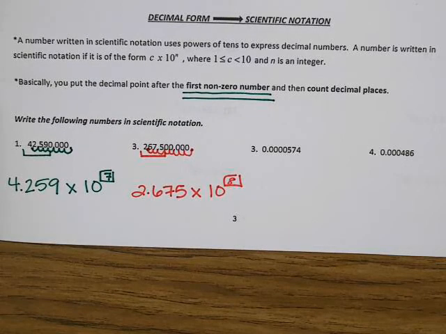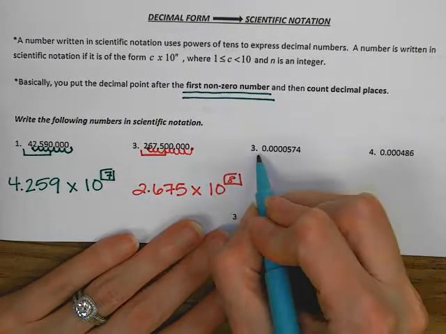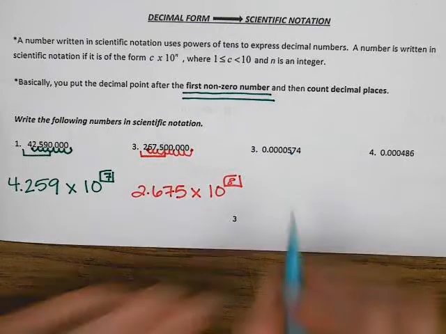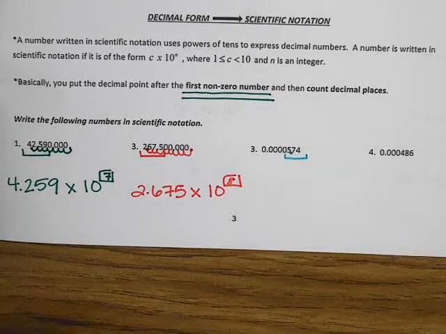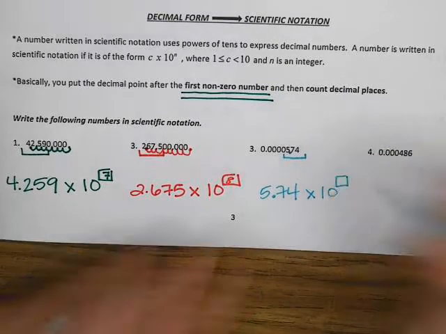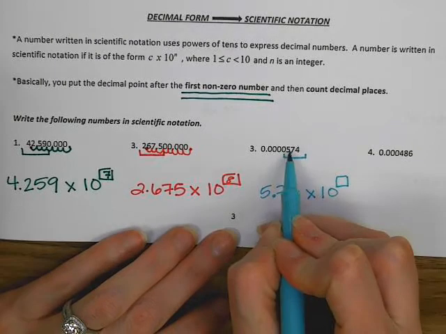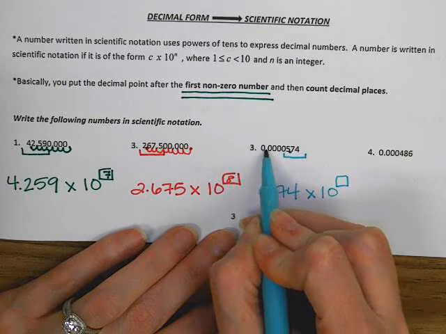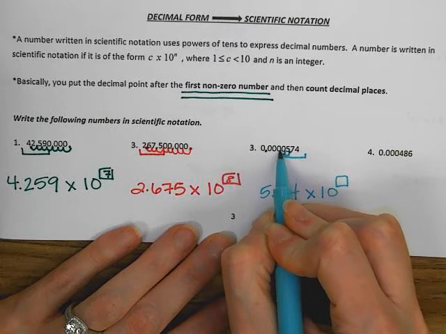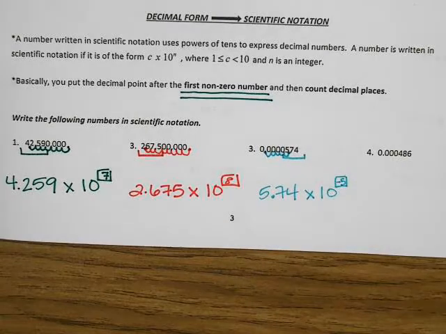All right, let's try a couple more because these are kind of tricky. All right, number 3. Put the decimal after the first non-zero number. The first non-zero number is the 5. And then you write that number without all the zeros. So that's 5.74. And then it's always times 10 to some power. Now this one's different. This one, you count from this decimal to this decimal. And this one we're going left. 1, 2, 3, 4, 5. But if you're going left, it's going to be -5.